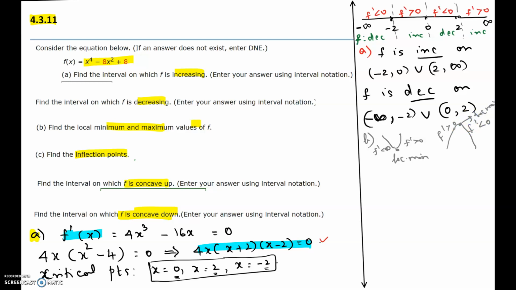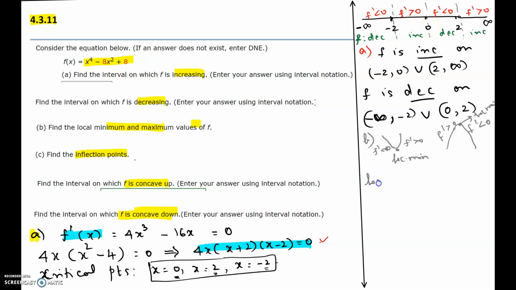So in this case, f prime is decreasing and then increasing at -2. F prime changes from negative to positive at 2 as well. So at -2 and +2, the graph has a local minimum. F prime changes from positive to negative at 0. So f has a local max at 0.